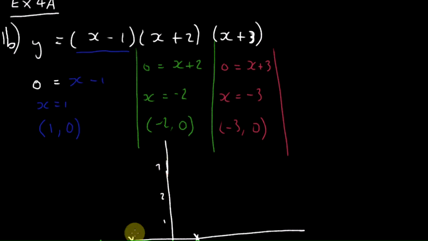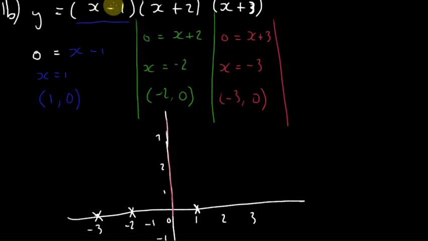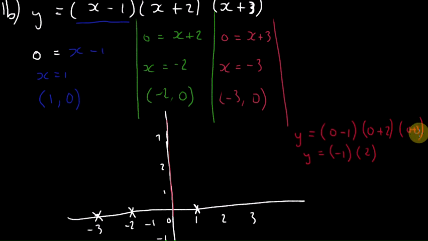Right, and now we want to find out our y coordinate, where the graph crosses the y-axis. So we want to find out when x equals 0. Now we can put all these x's to 0, as we explained in the last video. So we're going to have y equals (0 minus 1)(0 plus 2)(0 plus 3). I like to keep it in brackets to know what I'm doing. So you're going to have 0 minus 1 will be minus 1, 0 plus 2 will be 2, and 0 plus 3 will be 3.